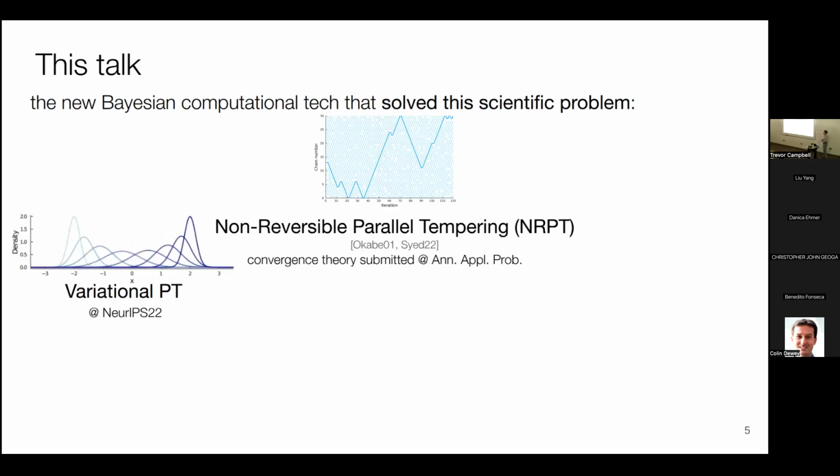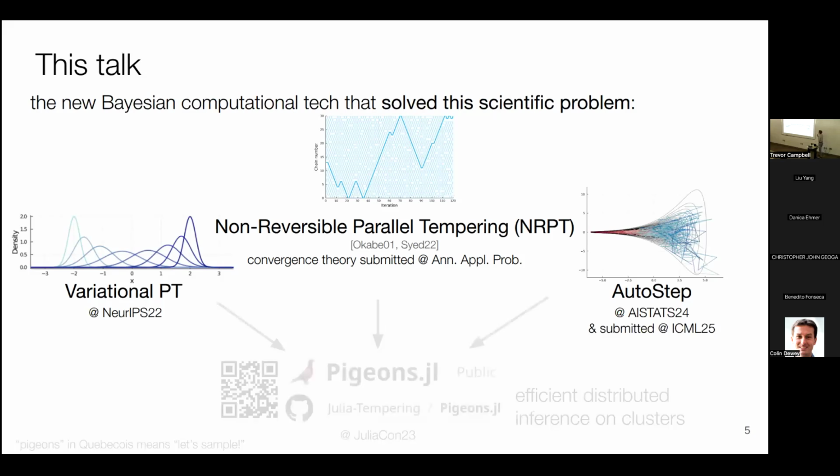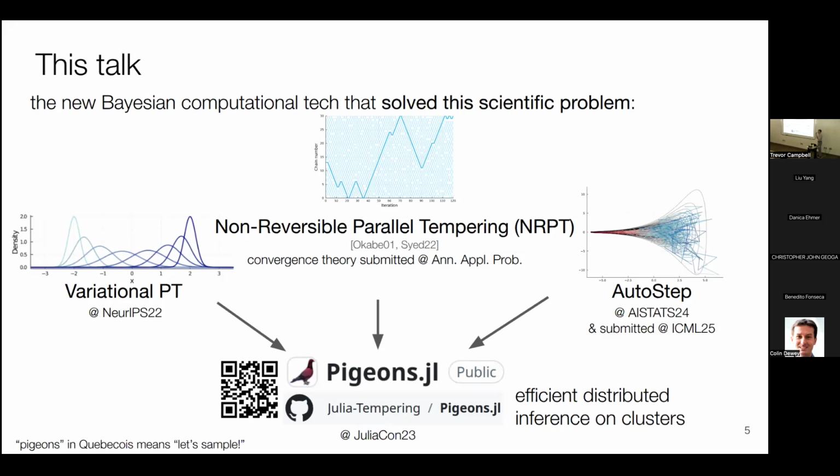But we've now developed a couple of technologies, one being variational methods in parallel tempering, and the other being a new kind of Markov kernel that's used in parallel tempering. And these things together make PT a feasible method to use. Not only feasible, highly performant and highly automated for Bayesian inference. All of this comes together into a Julia software package called Pigeons, and our logo is a little pigeon. But if you want to be totally correct, you would pronounce this pigeon.